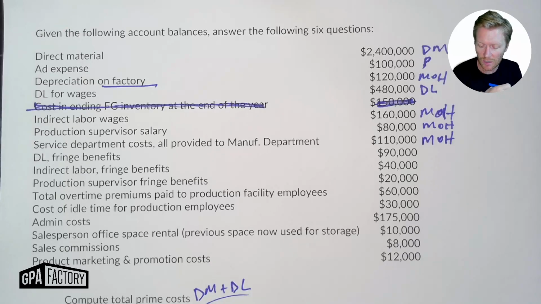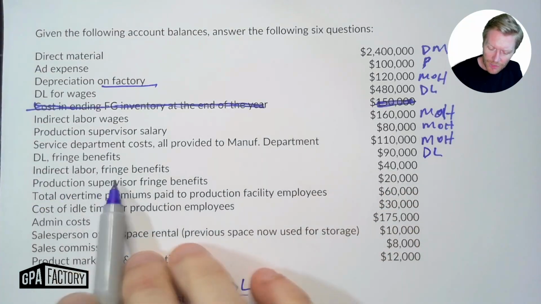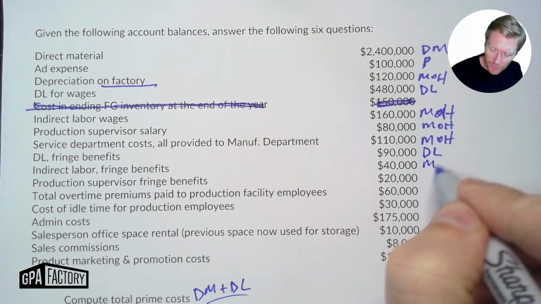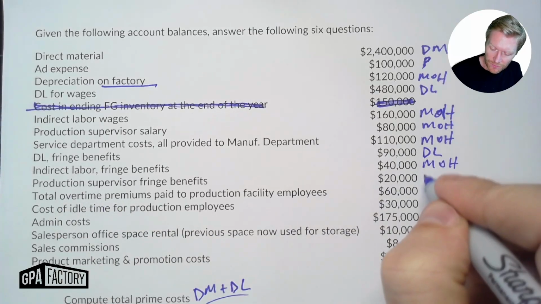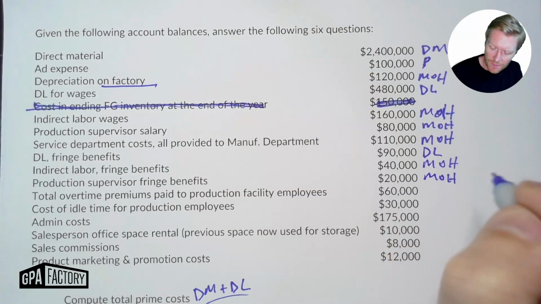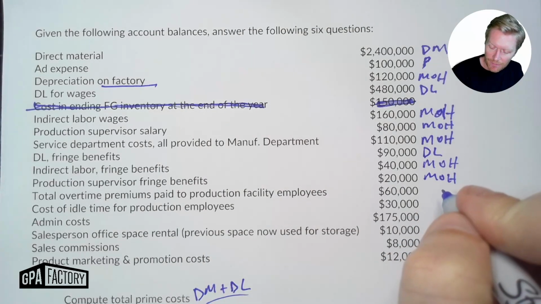still integral to the manufacturing or the production process, but not going to be any other item. So it's not going to be direct labor. It's going to be indirect. Okay, direct labor fringe benefits also considered direct labor. Indirect labor fringe benefits. We're back to indirect labor as being manufacturing overhead, and then also the production supervisor's fringe benefits, also MOH. Total overtime premiums paid to production facility employees.